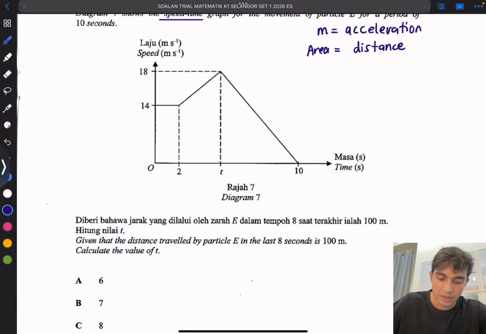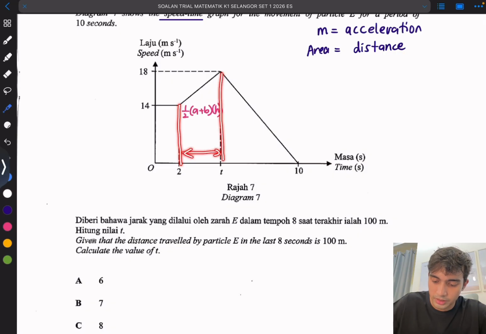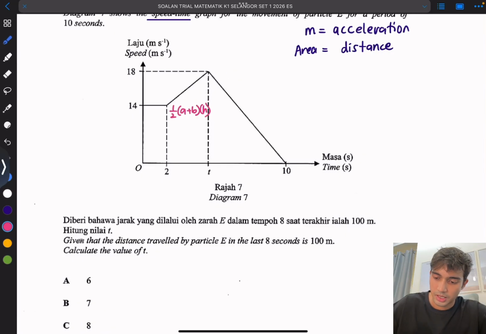So this is a trapezium. The formula for trapezium is 1 over 2, a plus b, times height. This is a, this is b, this will be the height. Because a and b must be parallel sides. So these two have to be parallel. We can't take these two because they are not parallel. One is slanted, one more is horizontal. So if this is a and b, this will be our height.